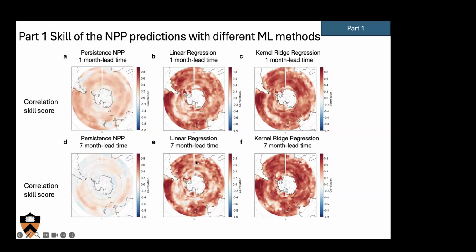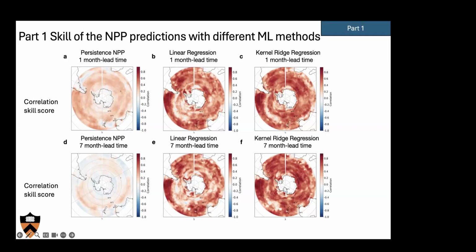Now, B and E is the comparison where I try to do the same prediction, but with linear regression, multilinear regression. A and D is with the persistence, because the persistence, just to emphasize, is essentially the autocorrelation. So you want your skill to be above the one you would get if you simply autocorrelate the NPP, because that's the baseline, and actually that is the case in our case, so that's good.